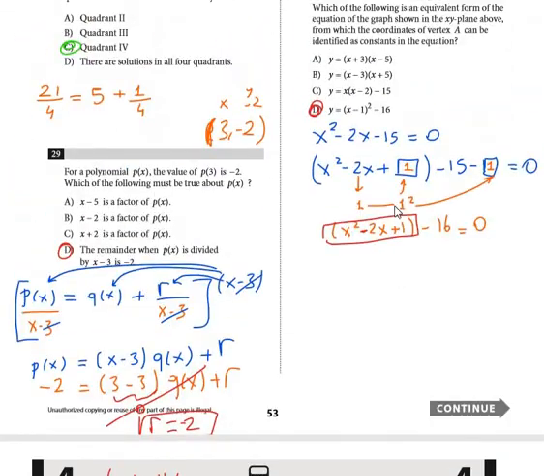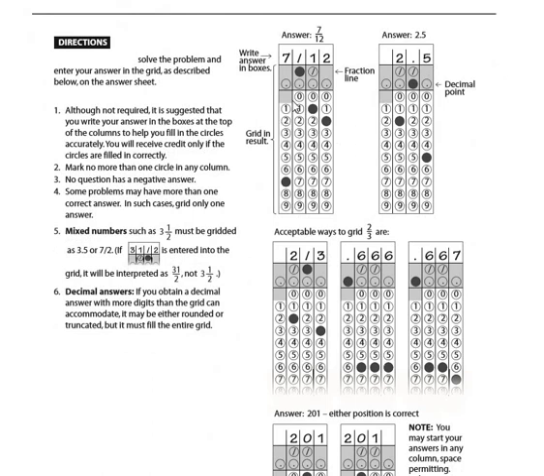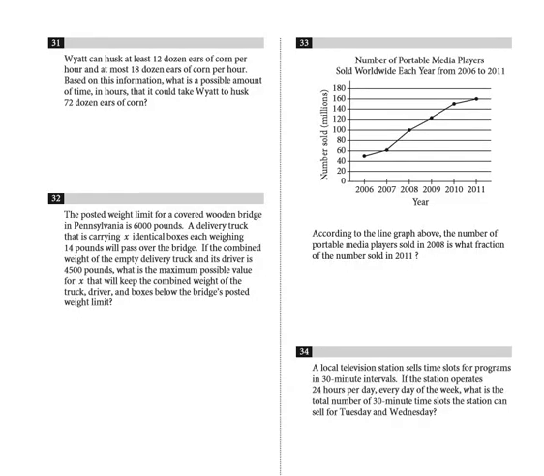Number 31. Okay, so we finished the multiple choice part. Now we're going to go to the grid-in part. We're going to find the answer. There are no options here, and we're going to go ahead and write in the answer. White can husk at least 12,000 ears of corn per hour and at most 18,000 ears of corn per hour. So this guy can husk at least 12,000 and at most 18,000 ears of corn per hour.